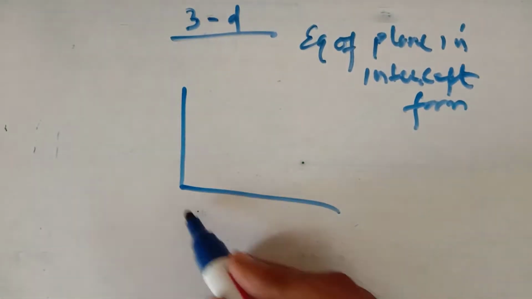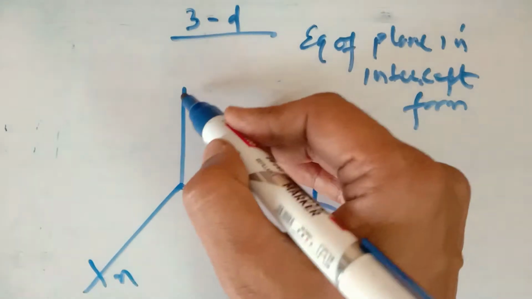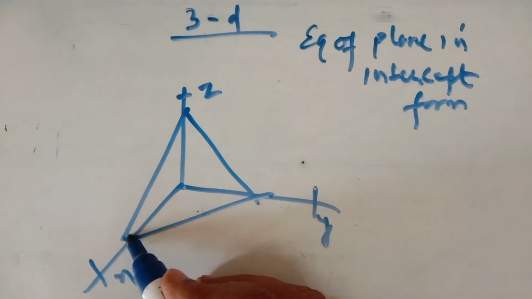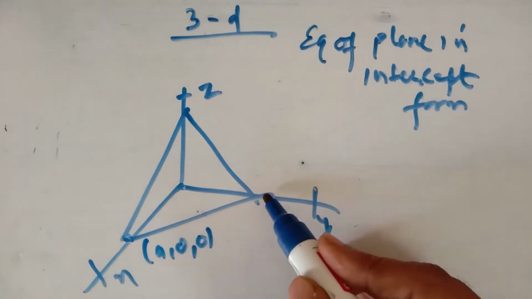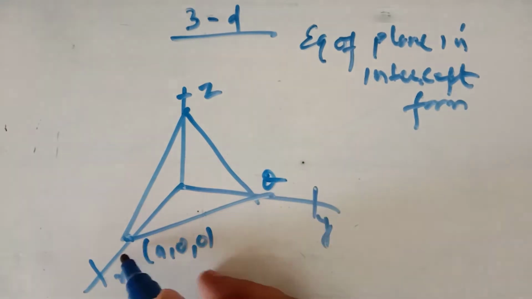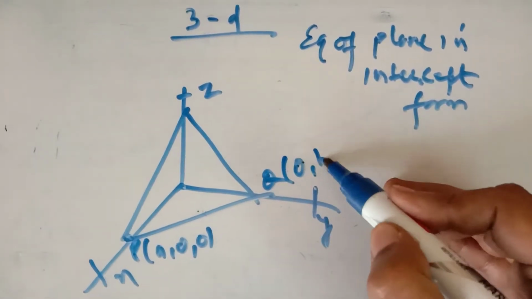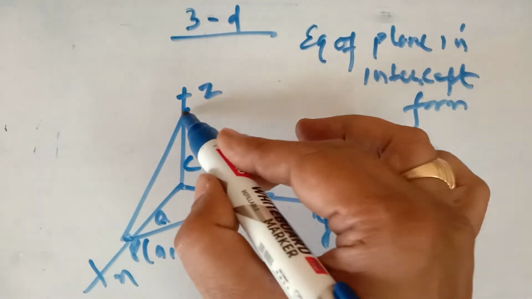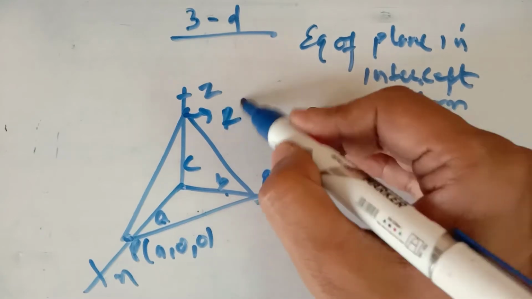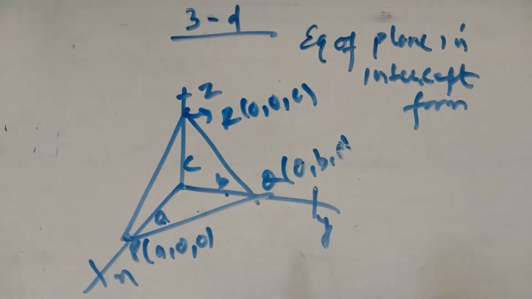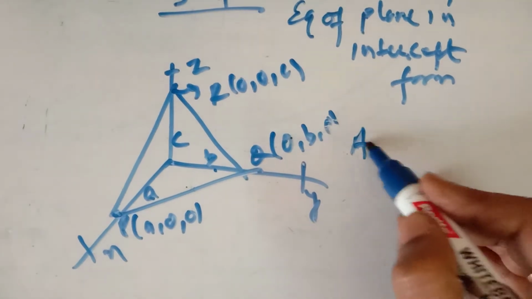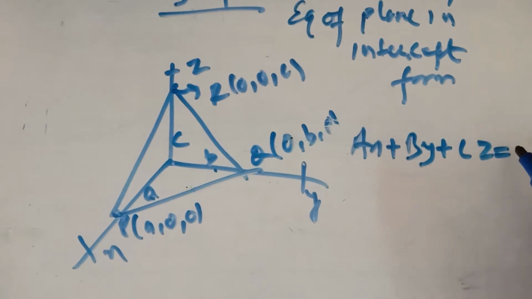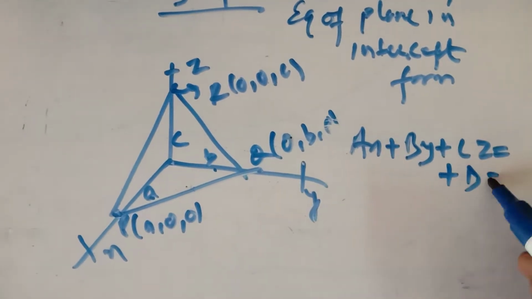Let us take the x, y, z axes, and a plane intersecting the x-axis at the point with coordinates (a, 0, 0). Let this be Q, whose coordinates are (0, b, 0). That is, this length is a and this length is b, the x-intercept and y-intercept. Let this point be R, with coordinates (0, 0, c). Now we know that the equation of the plane in normal form is Ax + By + Cz + D = 0.